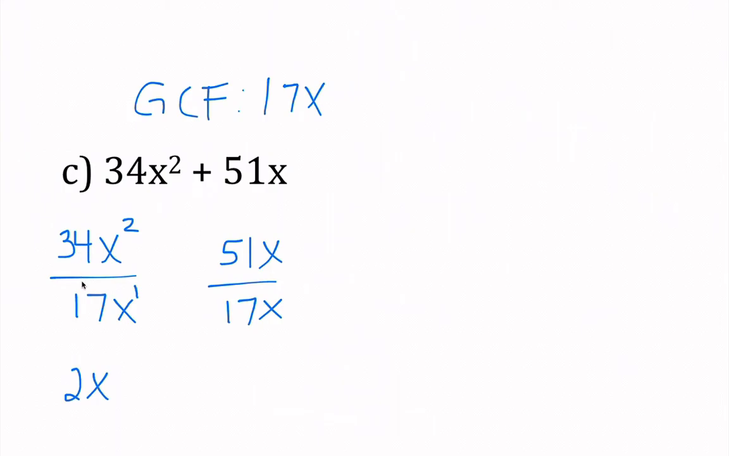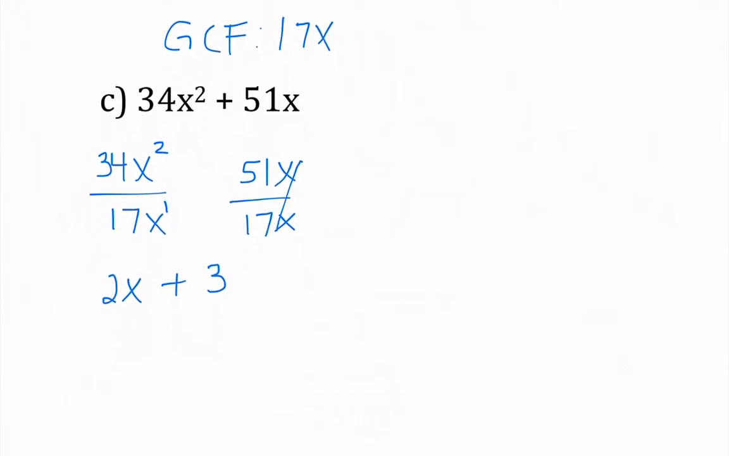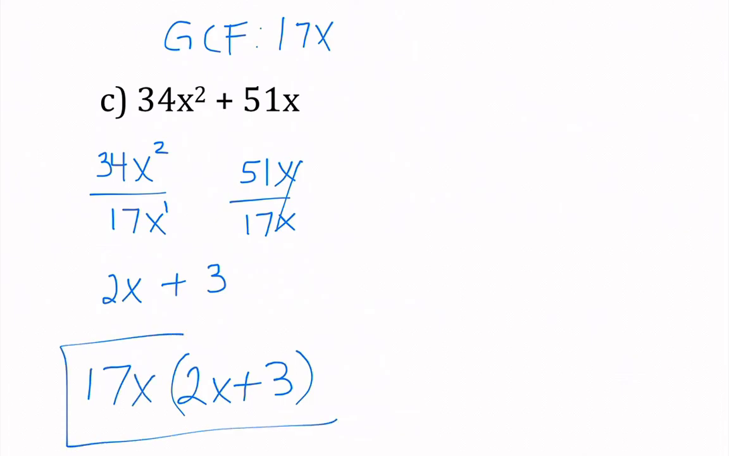Okay, so we did 34 divided by 17 is 2. X squared divided by x to the first is x, because 2 minus 1 is 1. Okay, we have a positive 51 divided by 17. That's going to give me a positive 3. And I have an x on top, cancels that x on bottom, so that cancels. All right, so I know whenever I divided each of these by my greatest common factor, I got 2x plus 3. And I can't forget to put my greatest common factor out front.